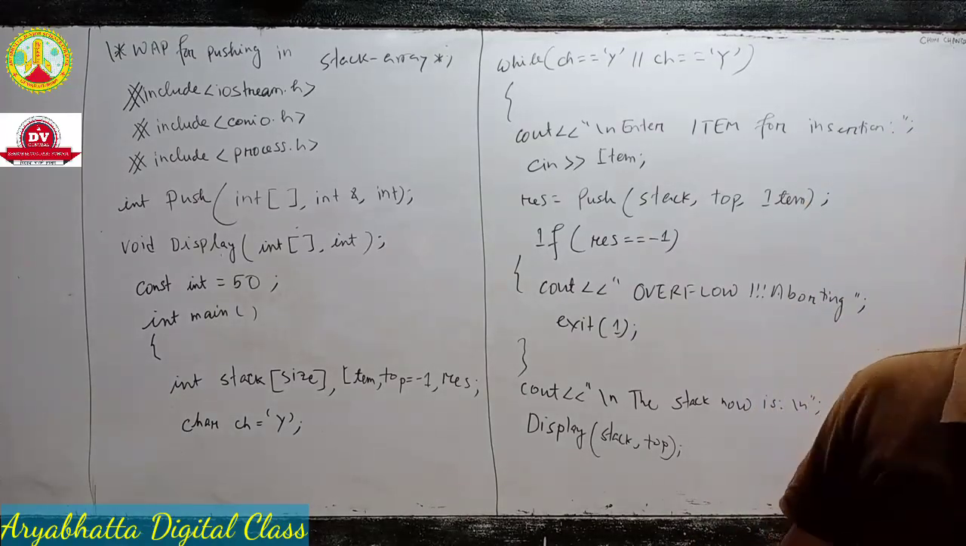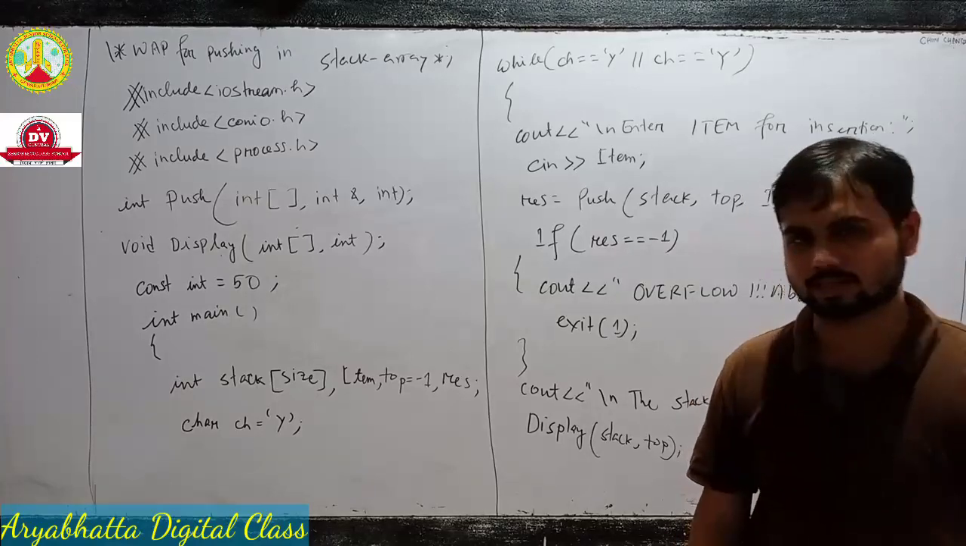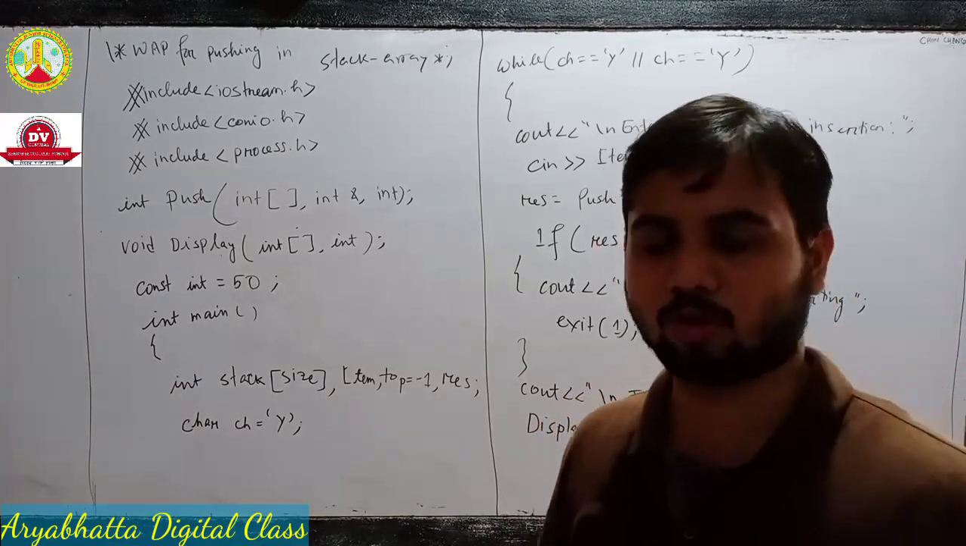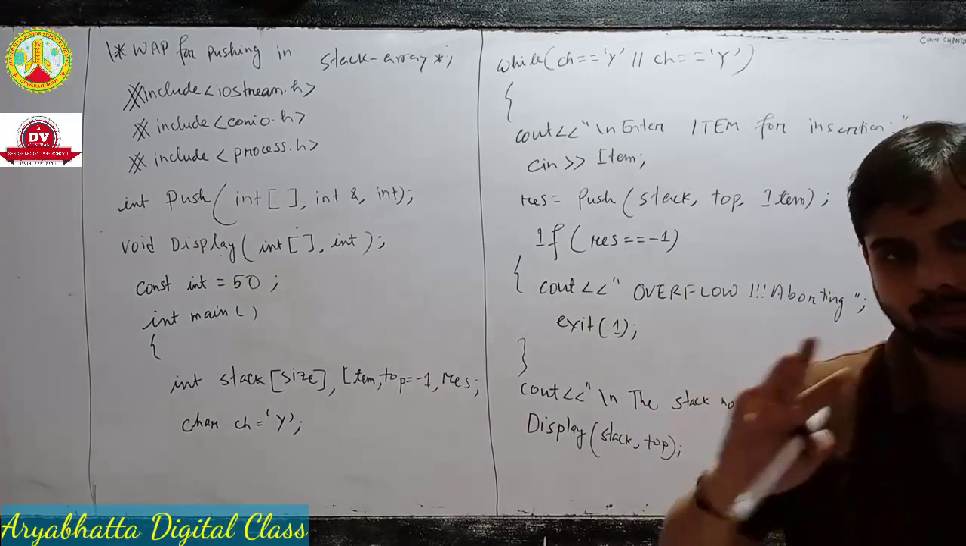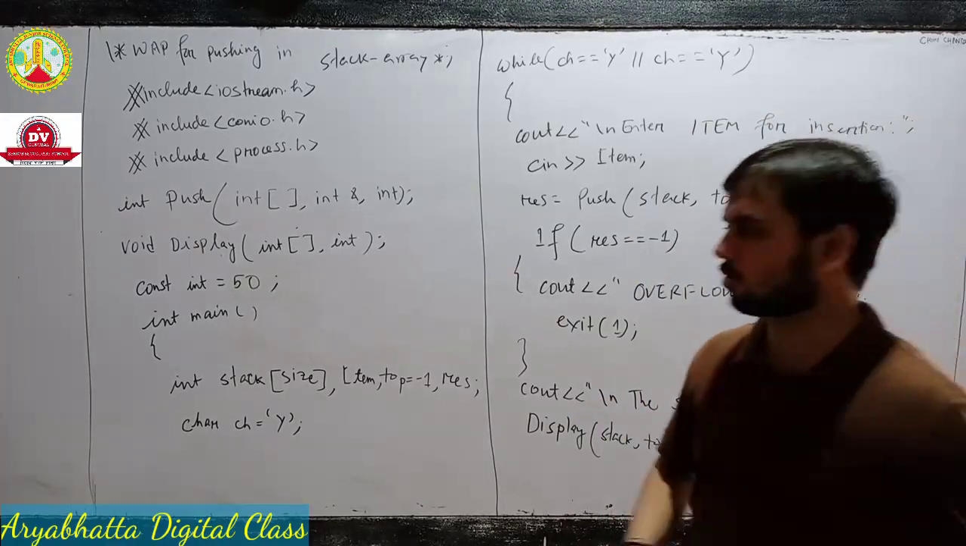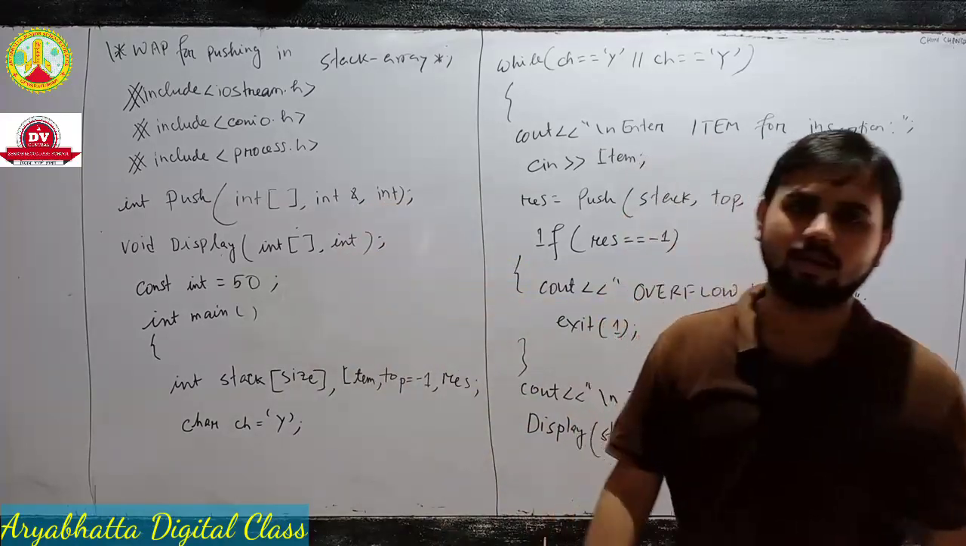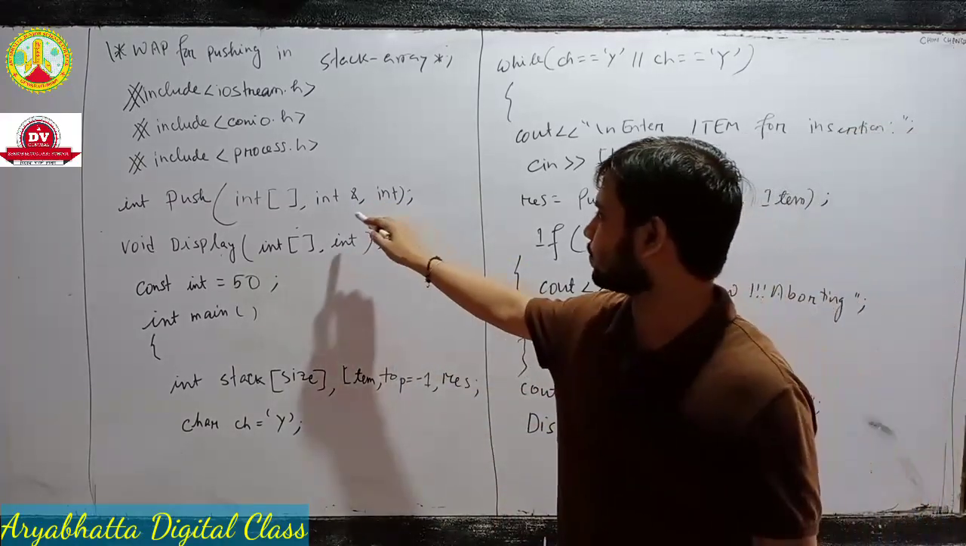Top comes as a reference because top is the index. In a stack, what is top? Top is the index, not the element. When you insert an element, your top will be incremented, means the index will be incremented. That's why we take top as ampersand, means as a reference, right? And item.